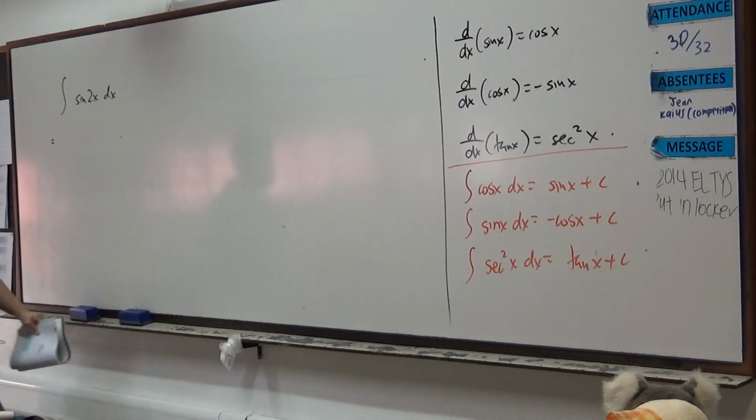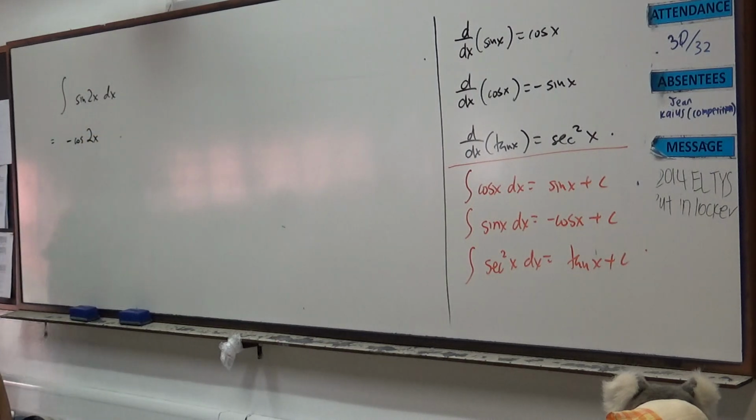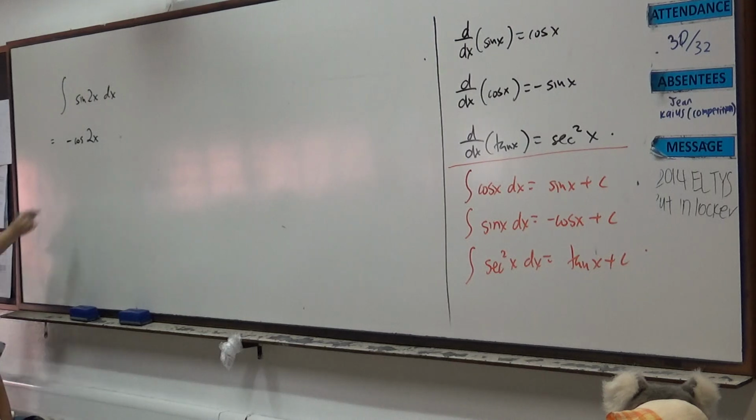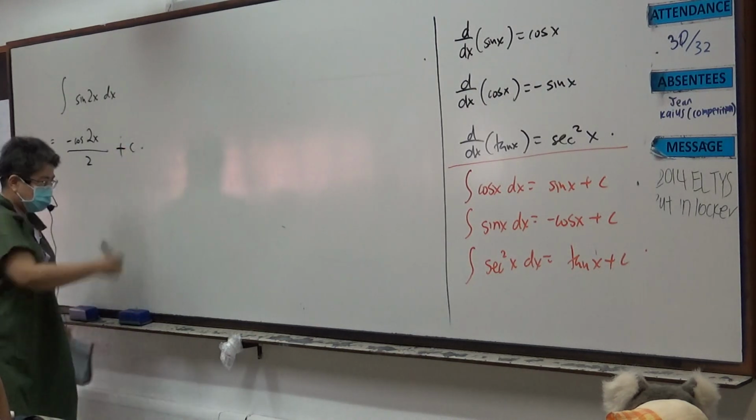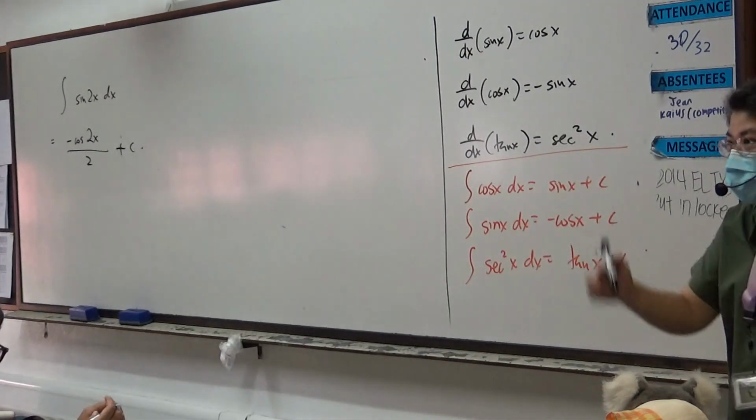Sine, when I integrate, I'll get negative cosine 2x, right? Now, what is the differentiation of inside? 2, right? So you just divide by 2. 1 over a is just divide by a, right? Correct now. Then you plus c. Everybody clear with what I'm saying?